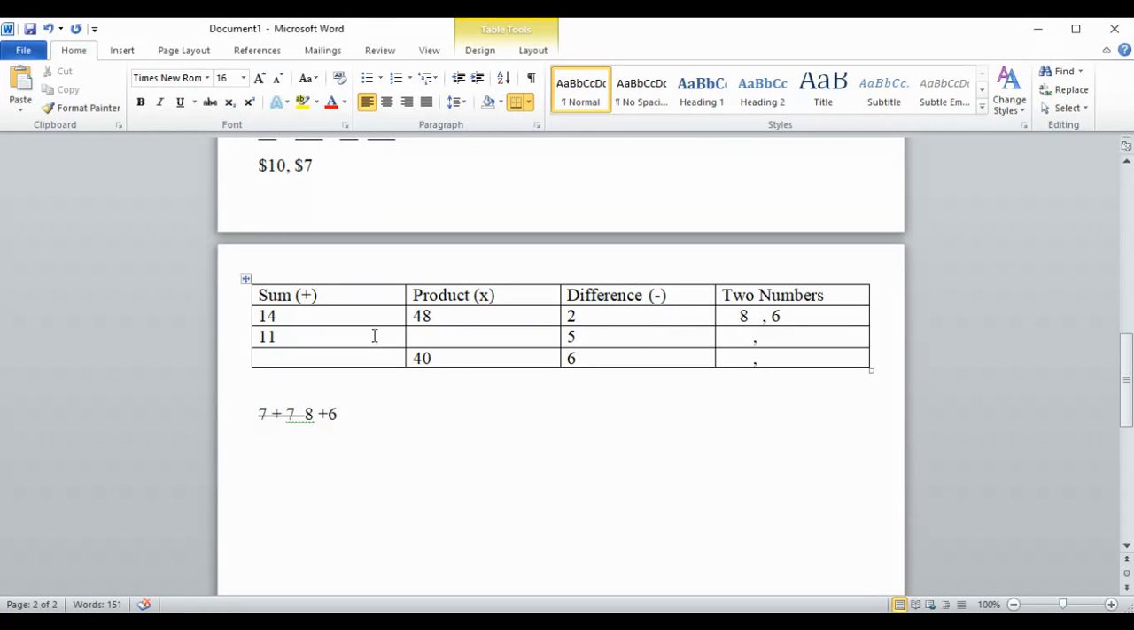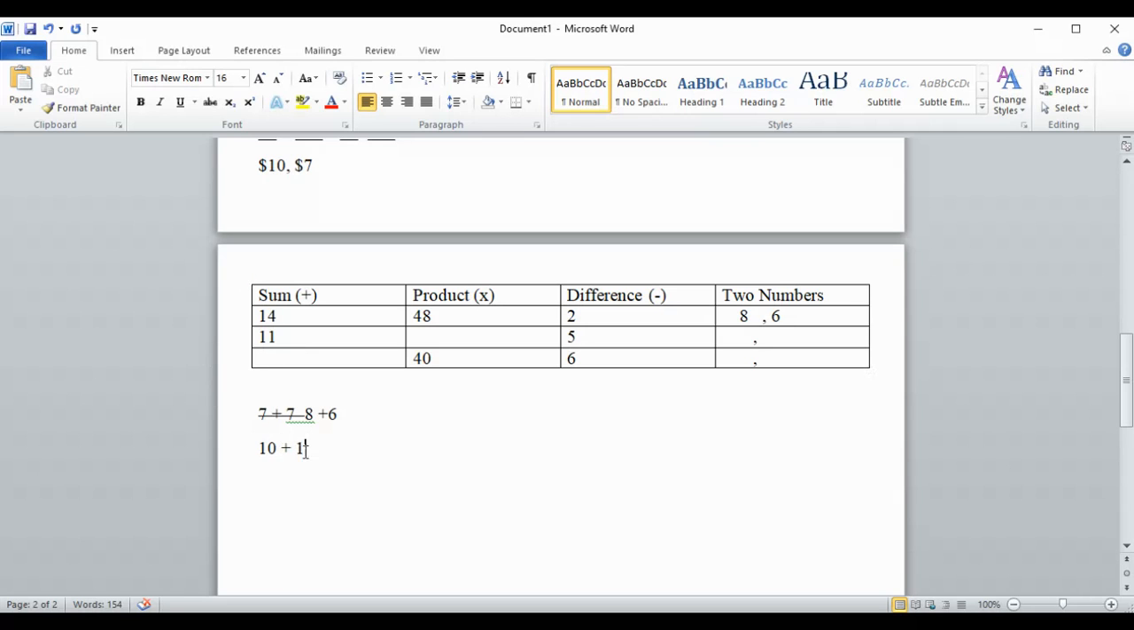So then we're going to go on to our next problem, which has 11 as the sum. We don't know what the product is, but we know the difference is 5. We're not sure what the two numbers are, so we're going to do some guess and check. I'm going to ask what plus what will give you 11. So I'm going to start with 10 plus 1. I sometimes just start by choosing some random number because then I can kind of know whether I need to adjust up or adjust down.